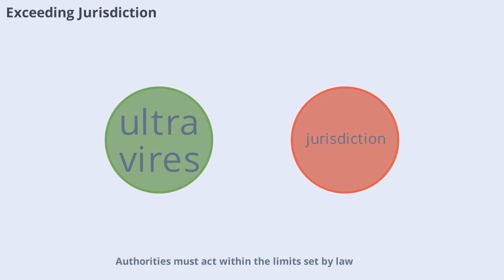Authorities must act within the limits set by law. If they exceed their jurisdiction, their actions are considered ultra vires, or beyond their legal power, and are void. This principle ensures that no authority can overstep its boundaries, protecting citizens from unlawful administrative actions.